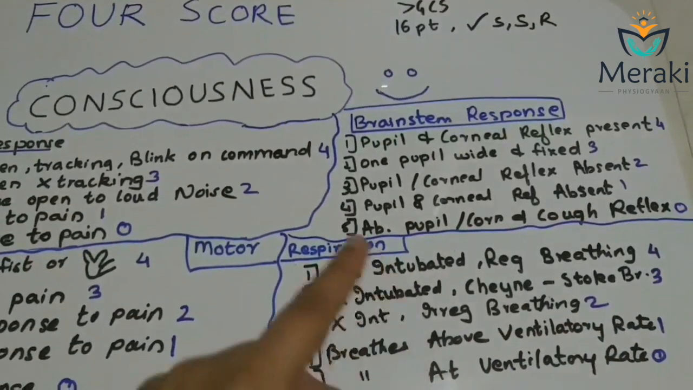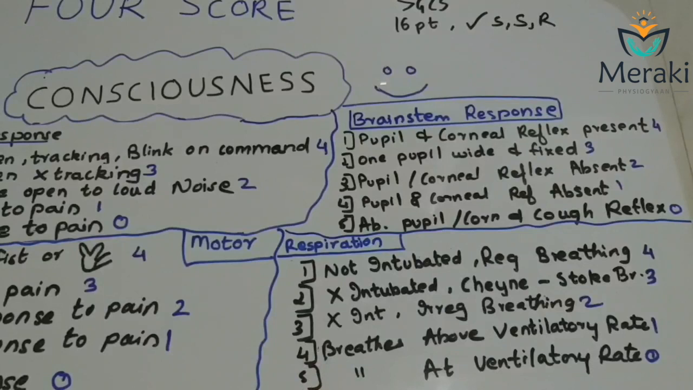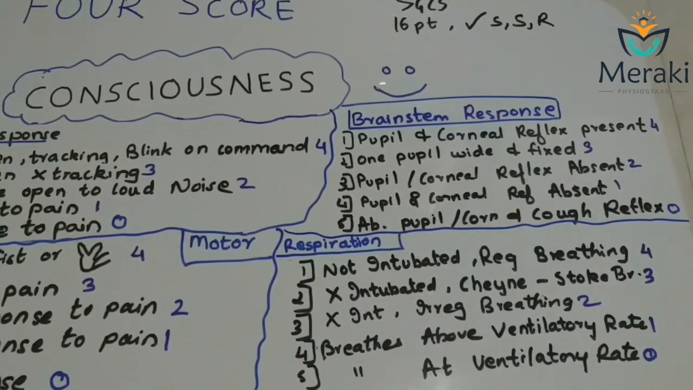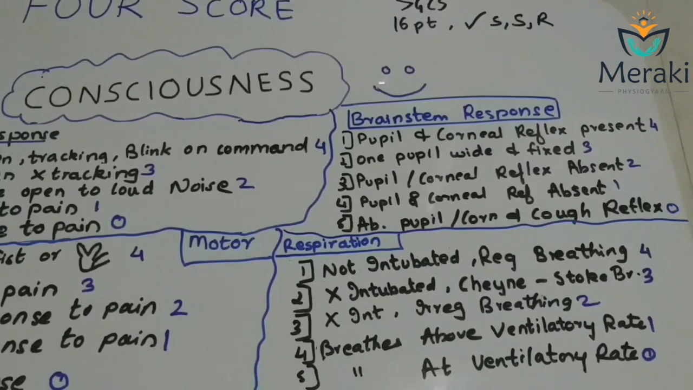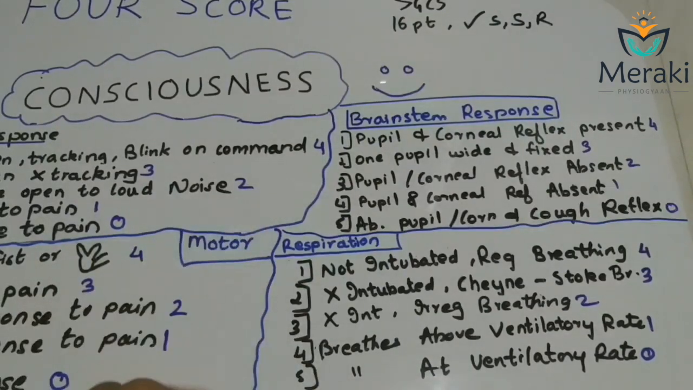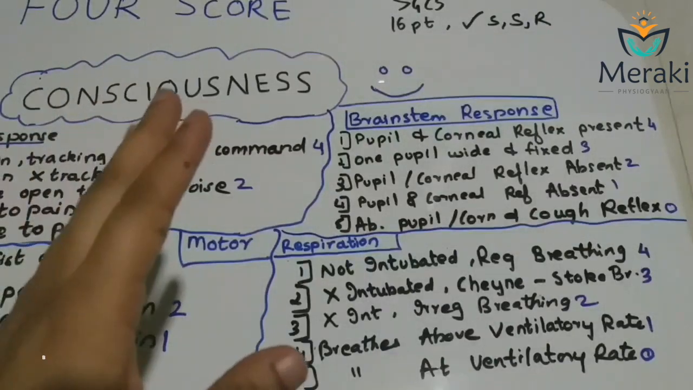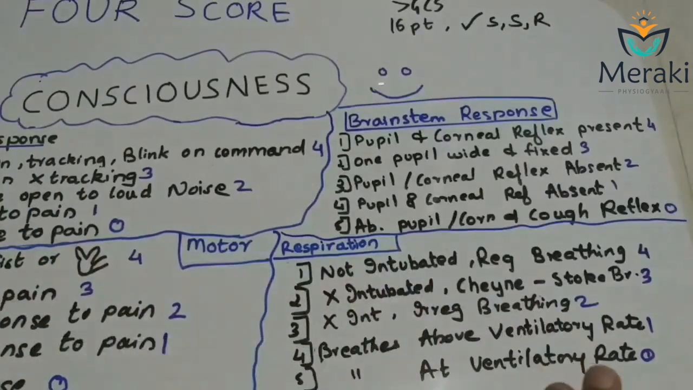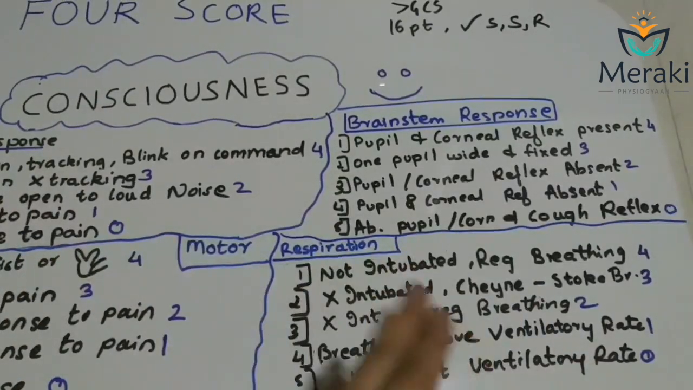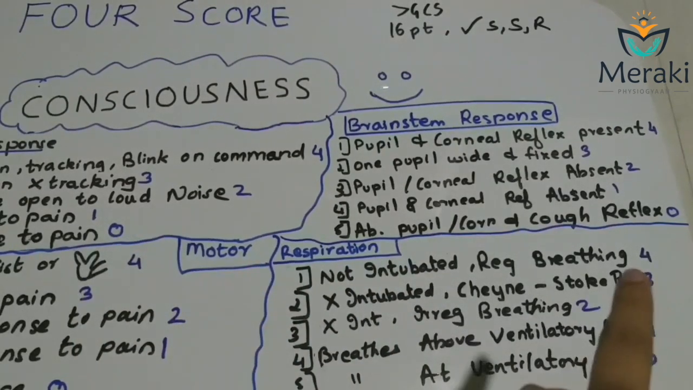The next is respiration. Here they have given us intubation and not intubation. So first, if you are not intubated and regularly breathing, you are scored as 4. If you are not intubated but are having Cheyne-Stokes breathing, which is an irregular breathing pattern wherein you have increased breath followed by slowing of breath, and in between there might be no breath at all, that's scored as 3.